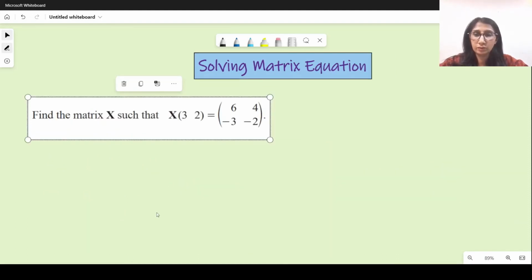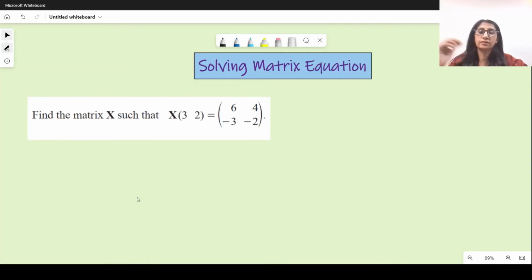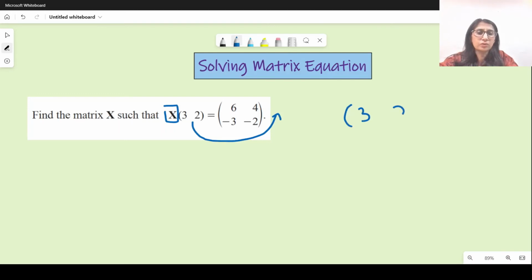All right, here's another one. Find the matrix X such that we're given this set of equations. Okay, so now what we have to do, we have to make X the subject. For that, this has to go to the other side. However, we can't find inverse of 3, 2. It's not a 2 by 2 matrix. We can only find inverse of a 2 by 2 matrix. So what do we do now?